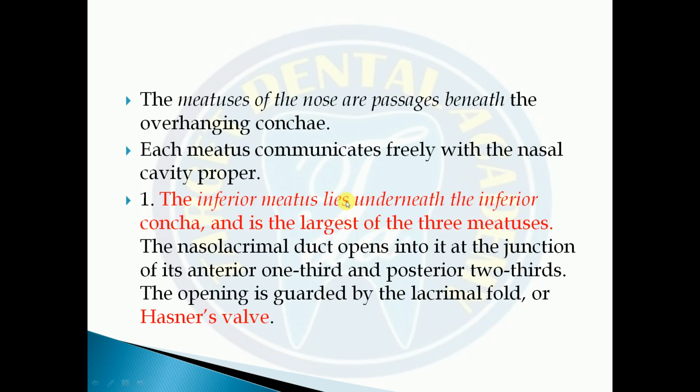So there are three meatuses. The inferior meatus is the largest of all the three meatuses. In this, the nasolacrimal duct opens at the junction of its anterior 1/3 and posterior 2/3, and the opening is guarded by the lacrimal fold, or you can say the Hasner's valve.